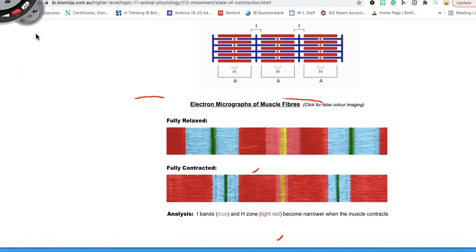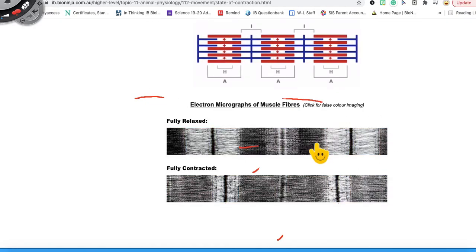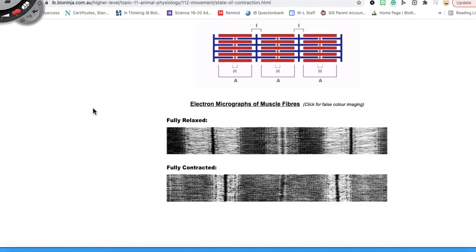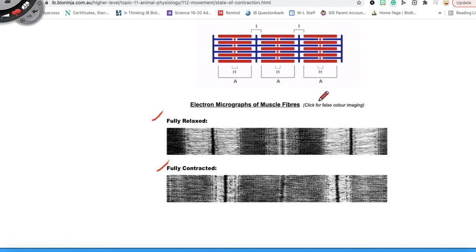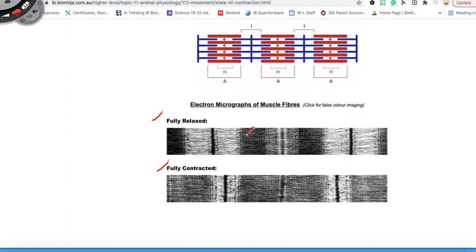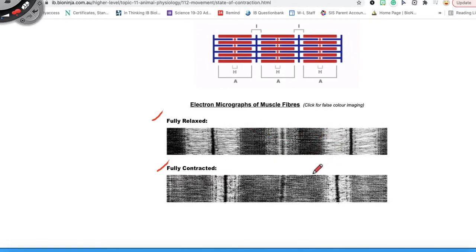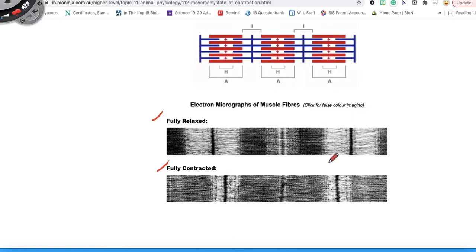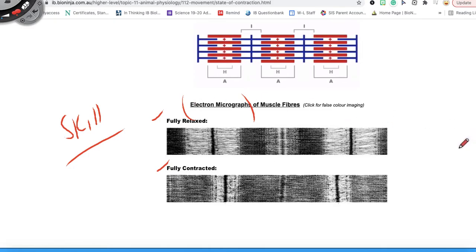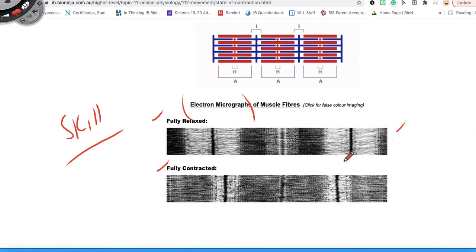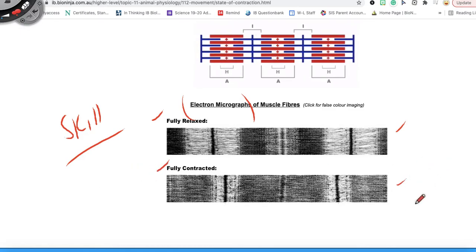When you look at this in an electron micrograph, and let me change the color here, this is what it actually looks like. Here you see a fully relaxed muscle fiber, and here you see a fully contracted muscle fiber. Before I click on the false coloring imaging, see if you can find the A band, the H band, and the I band, because this is how you would need to label. Remember, this is a skill, so this is how you would need to label an electron micrograph. Can you find the A, H, and I band in the fully relaxed, and in the fully contracted? Pause the video and see if you can find the bands.